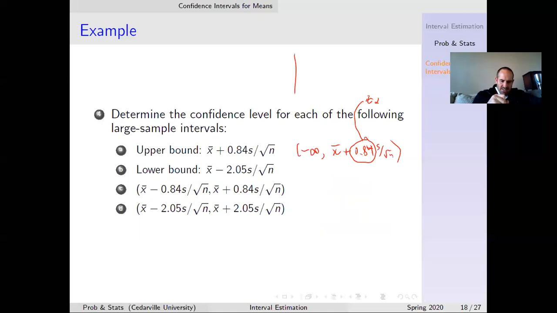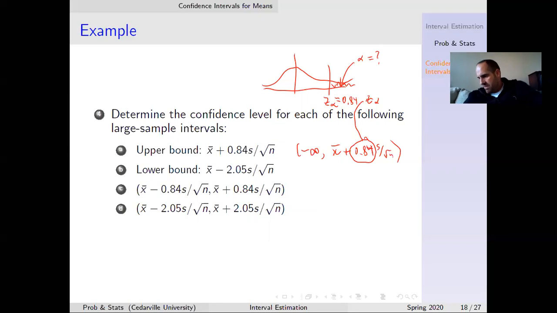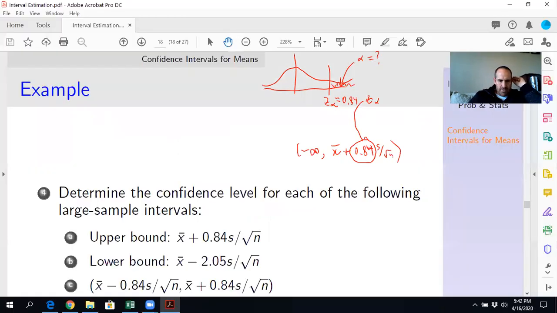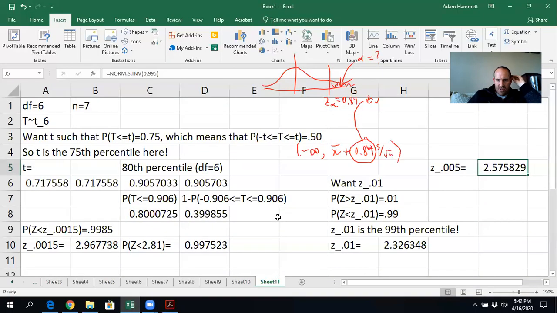So what's happening is it's like this. Z sub alpha is sitting here, and z sub alpha is equal to 0.84 in this particular case. And what we want to know this time is what in the world is alpha? Alpha equals what? Well, I think that we could sort that out. So we have 0.84 as our number here.